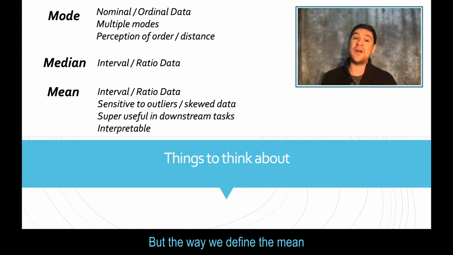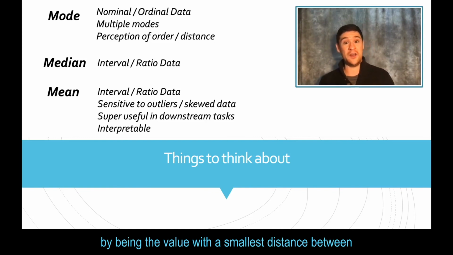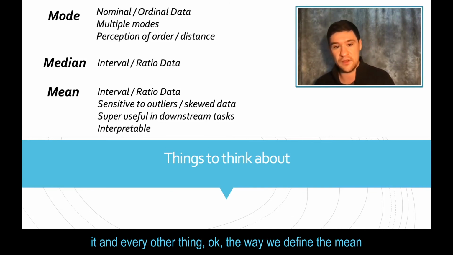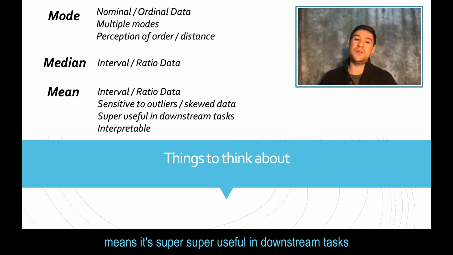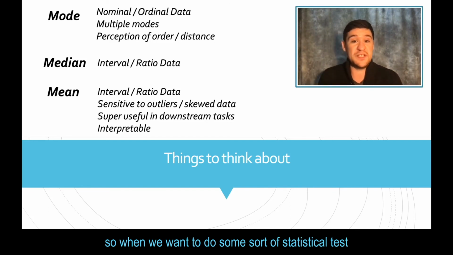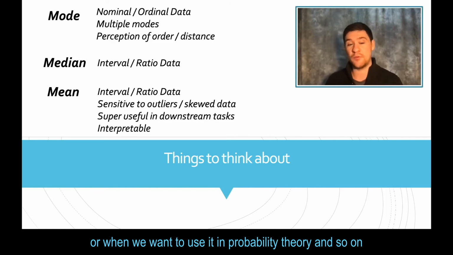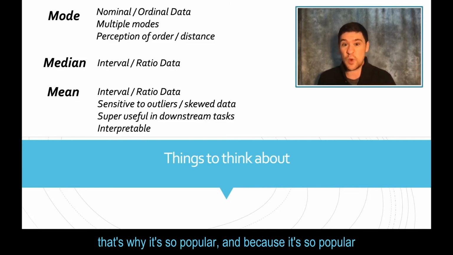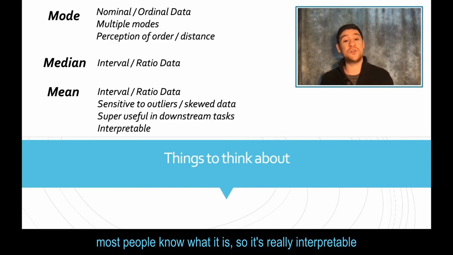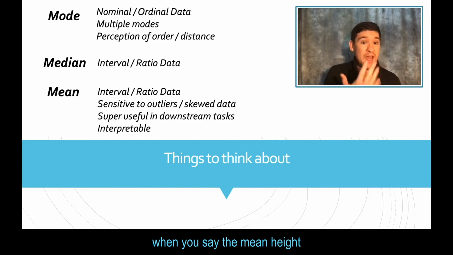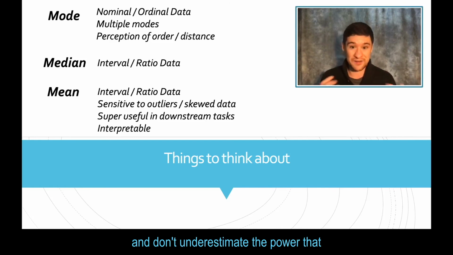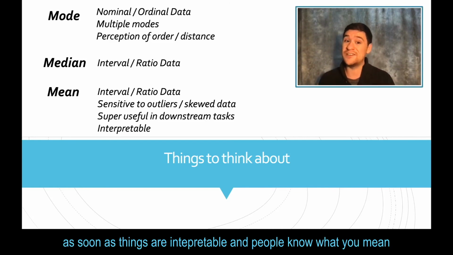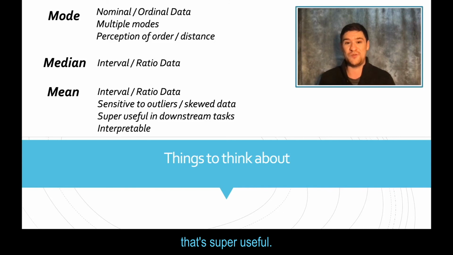But the way we define the mean, by being the value with the smallest distance between it and every other thing, means it's super useful in downstream tasks. So when we want to do some sort of statistical test, or when we want to use it in probability theory and so on, the mean is a really useful thing, and that's why it's so popular. And because it's so popular, most people know what it is, so it's really interpretable. When you say the mean height, people know what you're talking about. And don't underestimate the power of that. As soon as things are interpretable and people know what you mean, that's super useful.